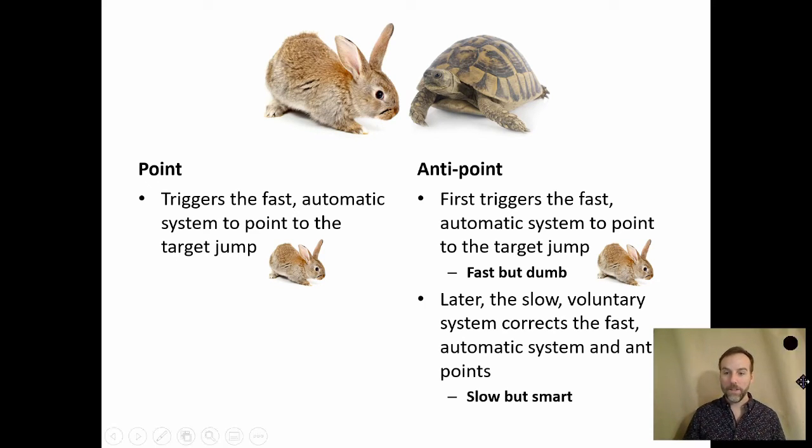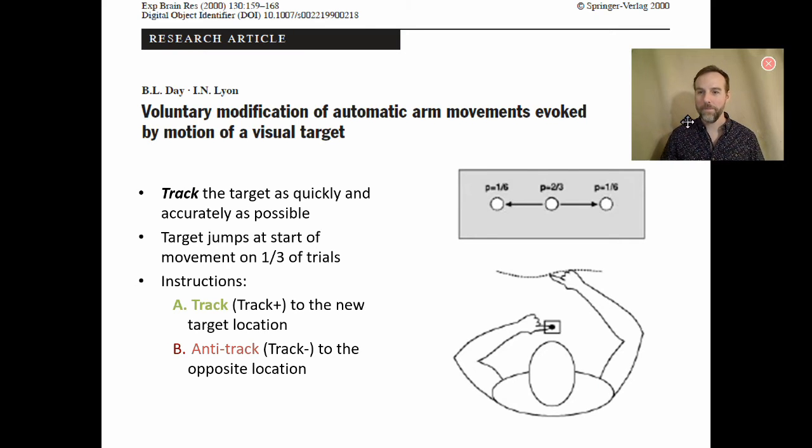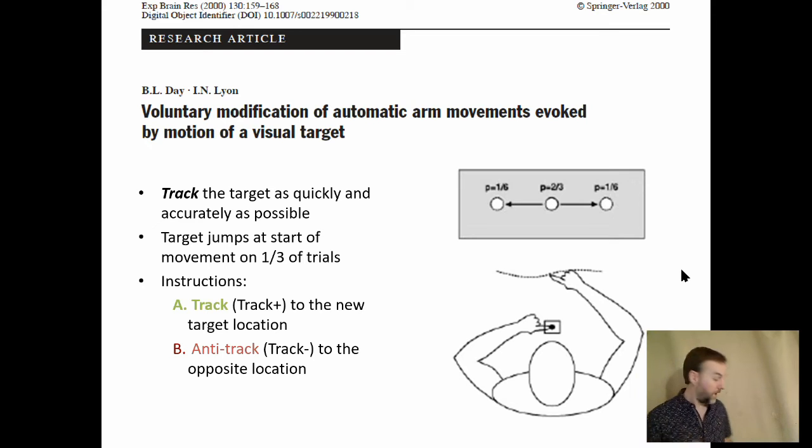Now to anti-point successfully, the slow voluntary system has to kick in. So the good news is that it's smart. It can understand complex instructions like anti-point. But to be that smart, it inevitably has to be a little bit slower. About 50 to 100 milliseconds slower, but it, in this case, has to kick in later, and it has to overrule and correct for the incorrect correction that was initiated by the fast automatic system. And of course, our slow voluntary system, that in this analogy is the tortoise. So those are the first two conditions of Day and Lyon's experiment, but they did another two.